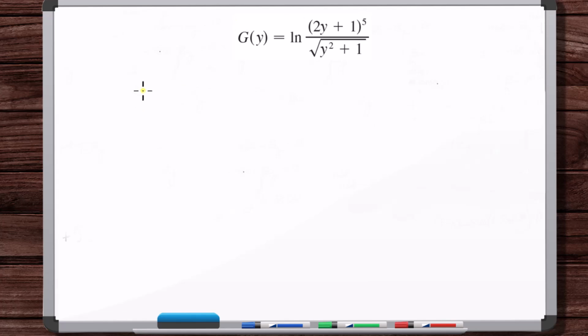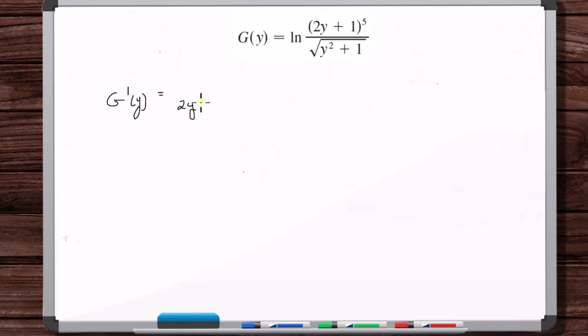Okay, what is g prime of y? So this is just a more difficult problem. There's more steps, but there's nothing more complicated than anything we've learned so far. We start with the chain rule. We have the natural log of something. What is the derivative of the natural log of something? It's 1 over that something. So we're just going to get the reciprocal of this. That's what we're going to start with.